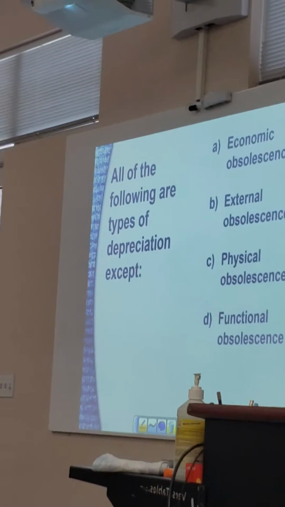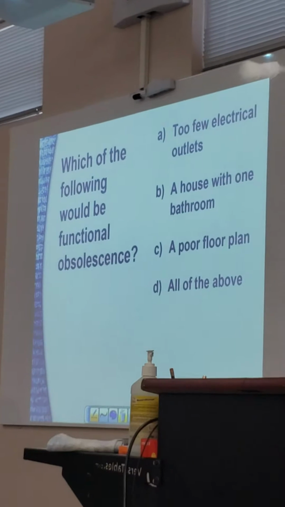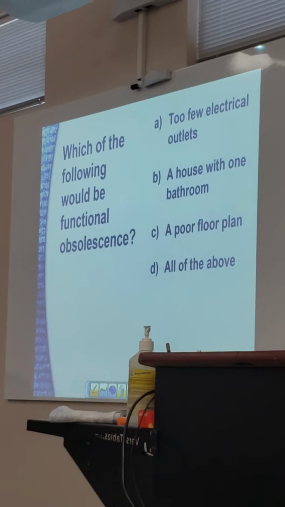Question: all the following are types of depreciation except... There's no such thing as physical obsolescence. Functional obsolescence, external economic obsolescence. Physical obsolescence does not exist. It is what it is. You cannot change it. And it could be obsolete functionally, yes, not physically. Which of the following would be functional obsolescence? All functional obsolescence.